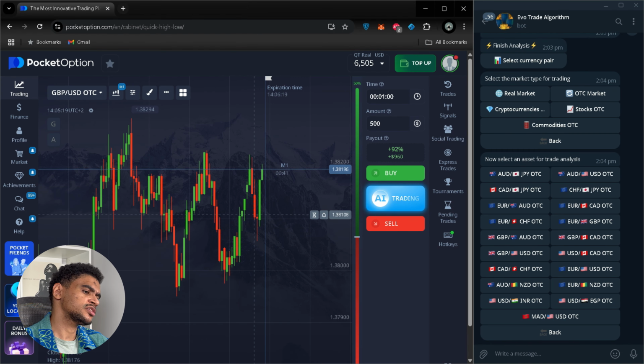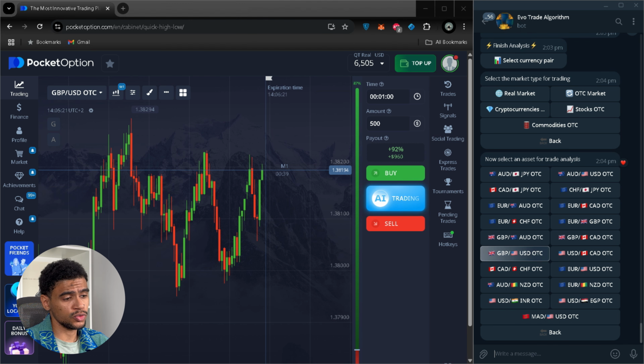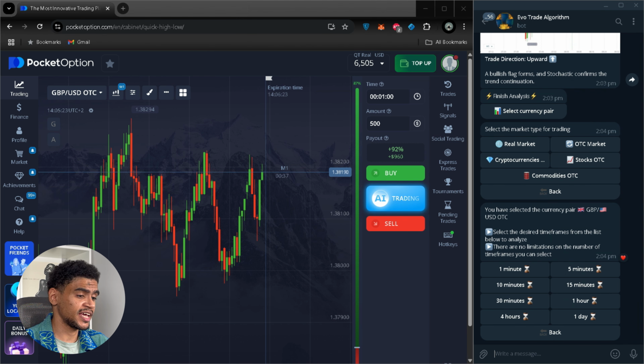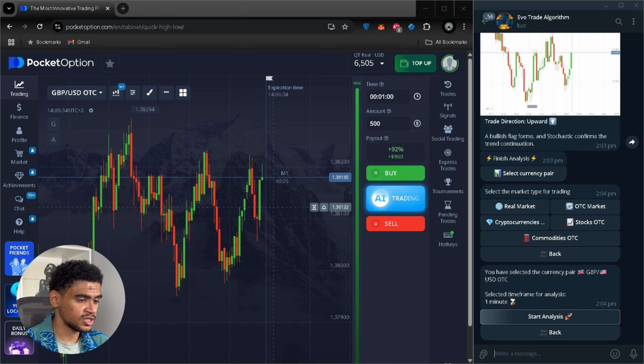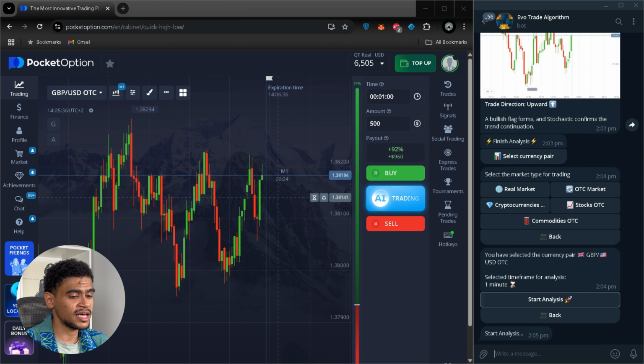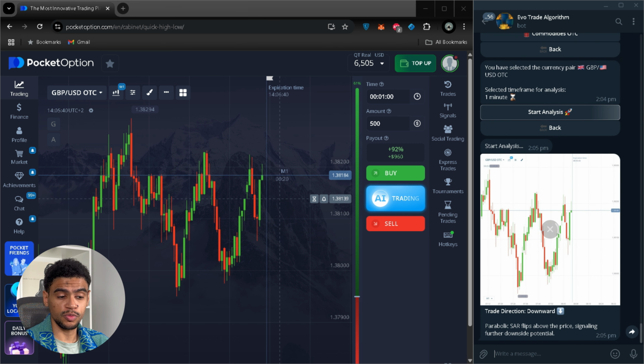Great Britain pound, United States dollar, sideways movement, not a good market, but I want to show you what this robot can do. And I do not suggest you trade in a sideways market or a super volatile market. However, this robot is still able to perform analysis. So let's go, select 1 minute as always, press start analysis, and let's see what the robot will analyze for us. Maybe a sell position, maybe a buy position, but we're not performing any analysis here.